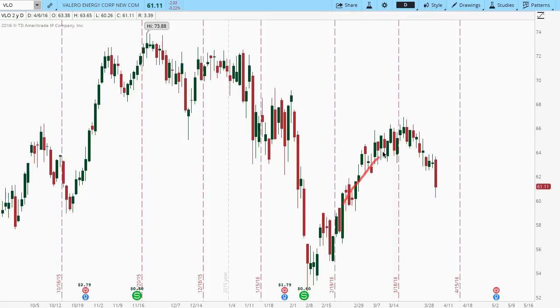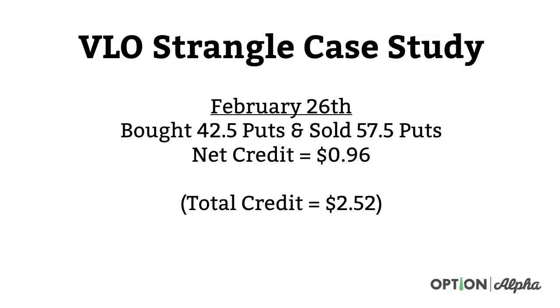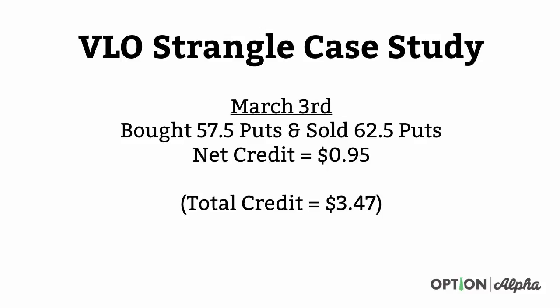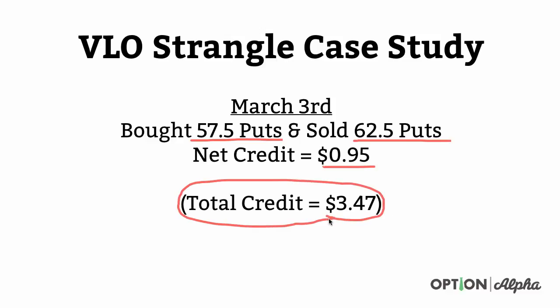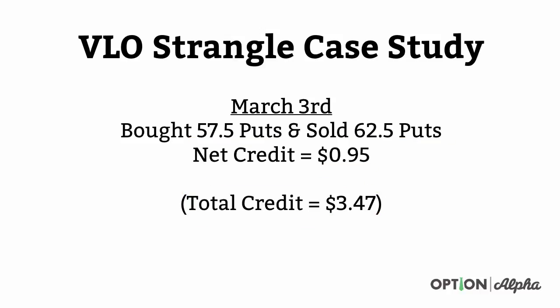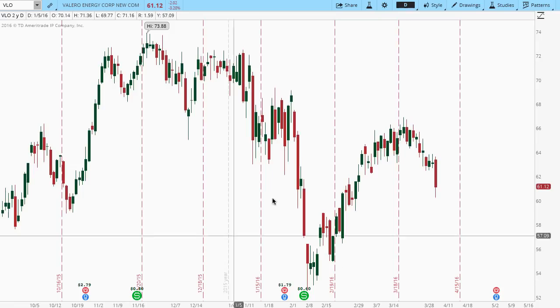But after that date, we noticed that the stock continued to move higher, so all we did is continue to roll up our put side. On March 3rd, we bought back our 57.5 puts, which are profitable, and resold the 62.5 puts, basically creating the straddle at 62.5 for VLO. Again, we took in another $95 credit, and now we had a huge total credit overall after all adjustments so far of $3.47.